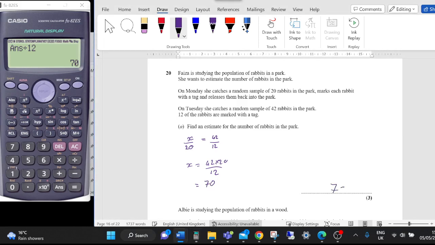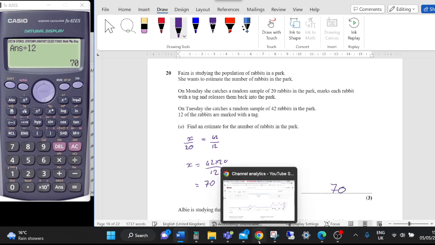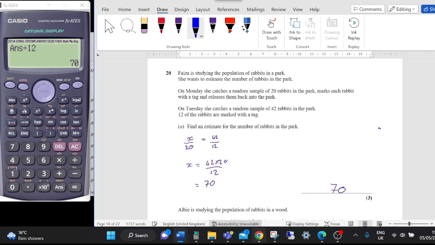Reality is, though, very rarely will you get a whole number answer if you ever do this in real life. But I've not seen a GCSE question where it's not a whole number so far. So we are looking at P1 for showing one of the ratios, P1 for moving it around, and then an A1 for the 70.